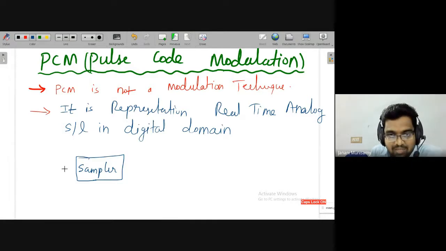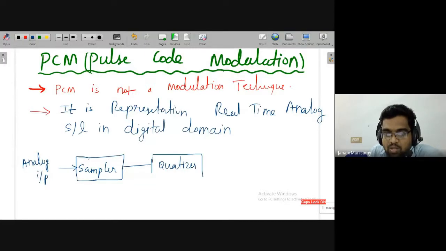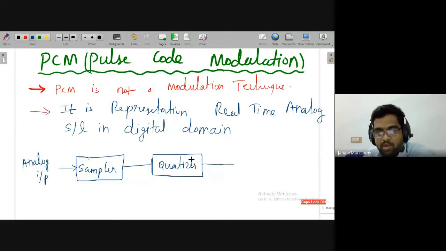So the first one is the sampler. For the sampler, the input is the analog signal. First, the analog input will be passed through a sampler, then a quantizer. The sampler does the discrete operation in the time domain. The quantizer does the discrete operation in the amplitude domain. An analog signal is continuous in nature, with time and amplitude both varying, so we have to make it discrete. The sampler is used to make time discrete, and the quantizer is used to make amplitude discrete. So first the sampler, then the quantizer.